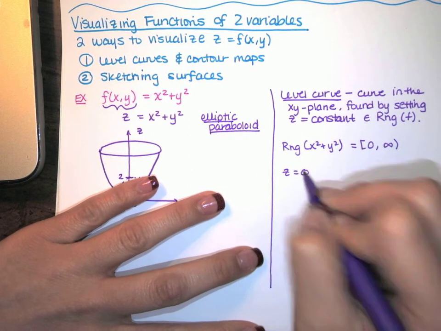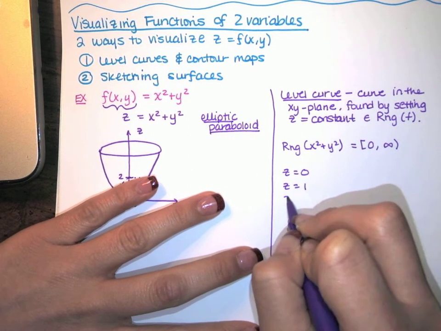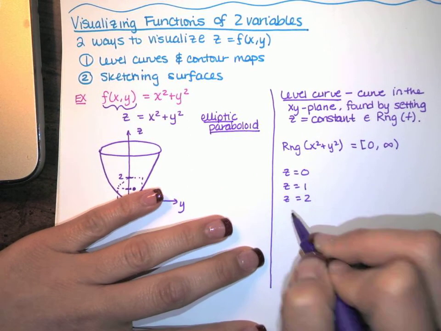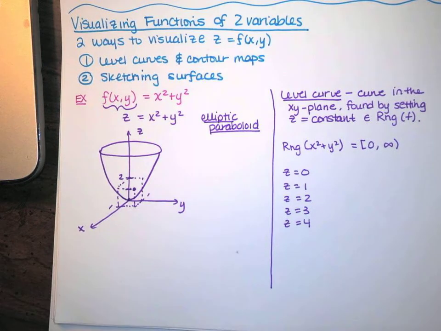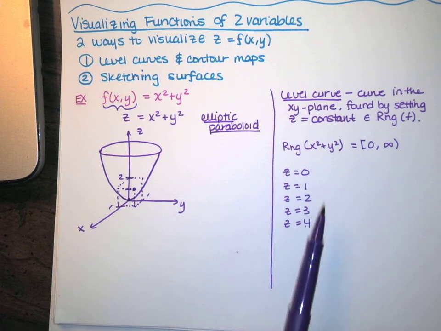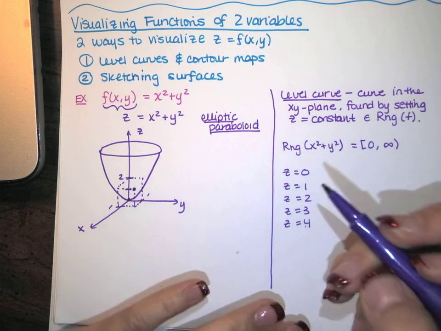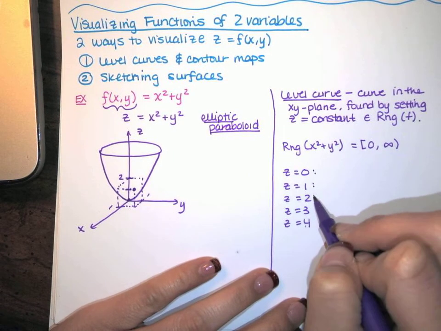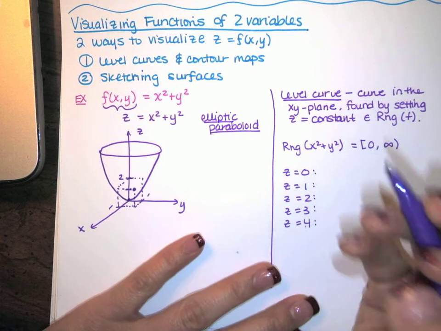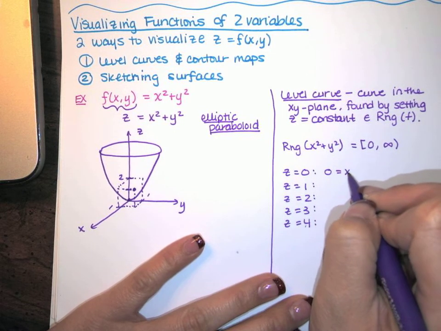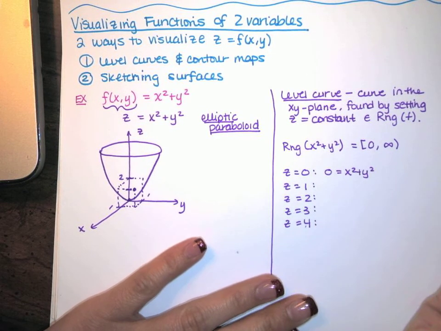So I'm going to choose z equals 0, z equals 1, z equals 2, z equals 3 and z equals 4. Now the easiest ones to sketch are going to be those with perfect squares, for z equals 1, z equals 4, and z equals 0. But I want to sketch z equals 2 and z equals 3 for a good reason, and I'll explain in just a minute. So set the z value, f of x y, equal to that number, and then graph the resulting curve.